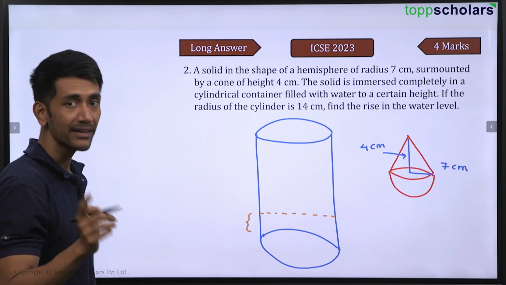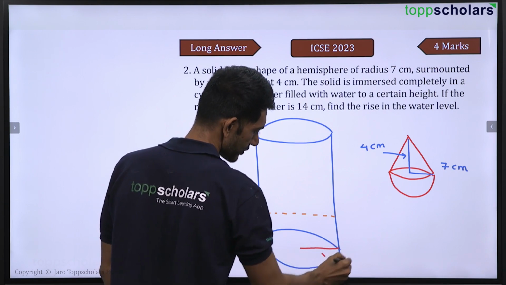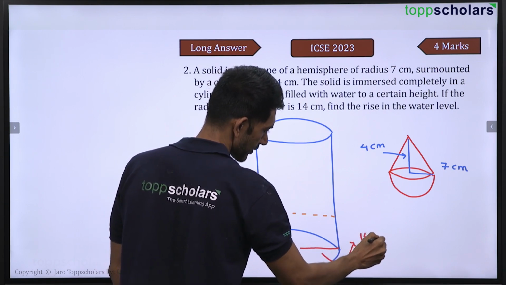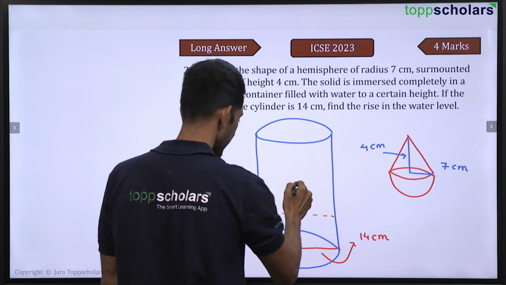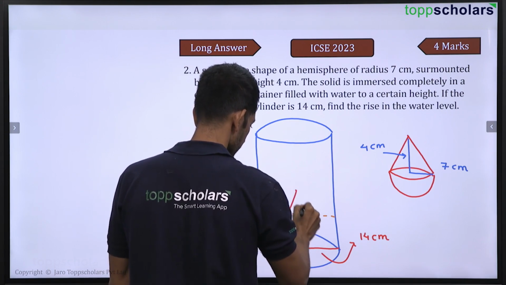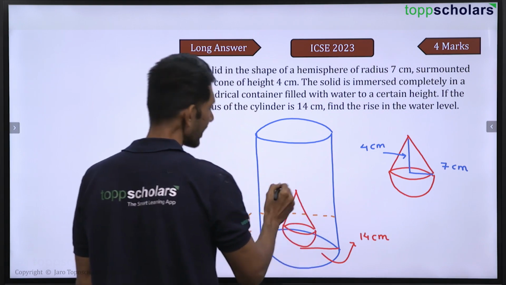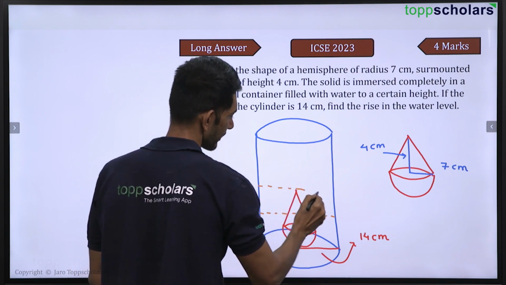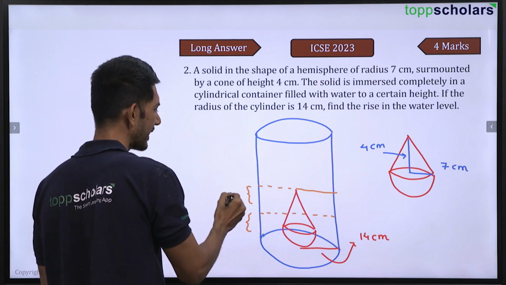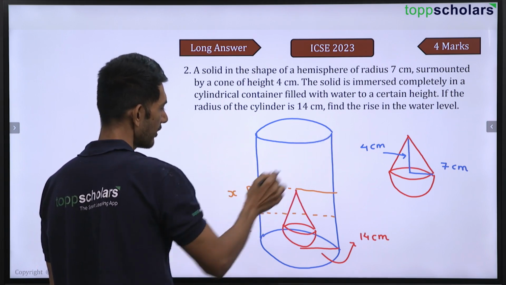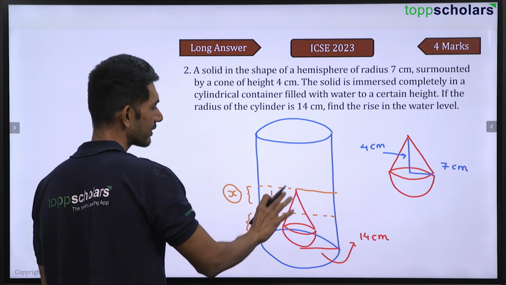But they have given that the radius of the cylinder is 14 centimeter. The radius of the cylinder is given, which is 14 centimeter. And then after this is placed inside this, the water level rises. So basically the water level rises by some value. How much height we don't know. I can take that as x. The question says find the rise in water level. That means we are supposed to find out this particular height. Indirectly we are supposed to find out x.